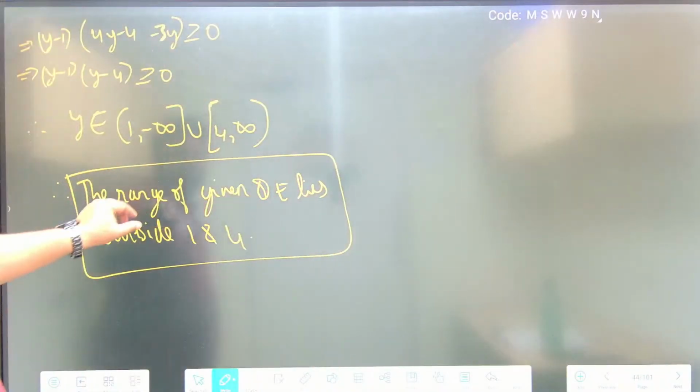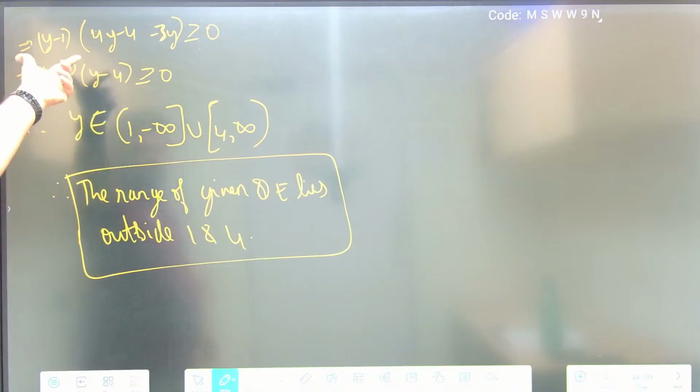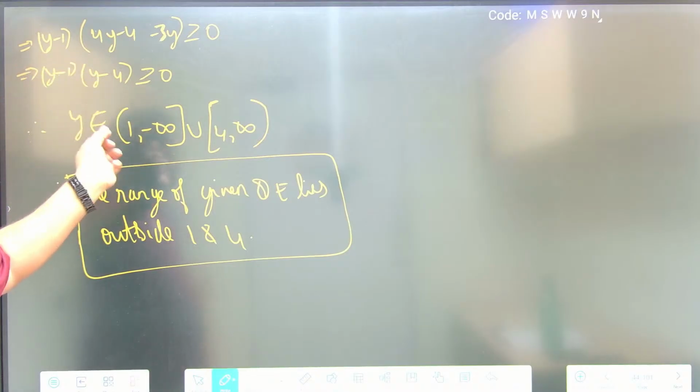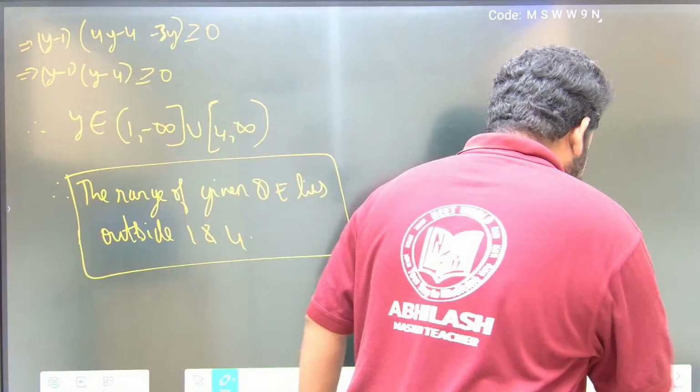Clear? Okay. So here you should be careful while solving the quadratic equation, that is, while simplifying b square minus 4ac. Clear? Let us move to the next question, friends.